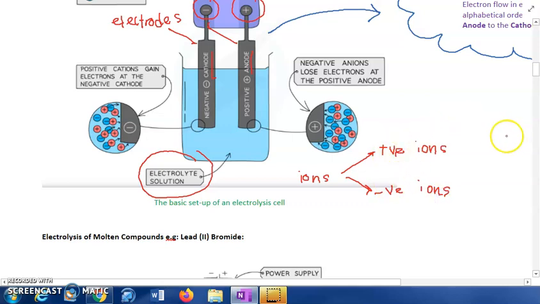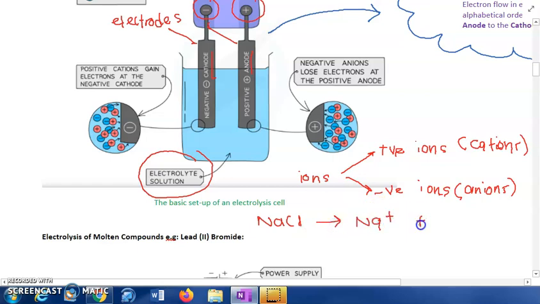Okay, so positive ions are what we call cations, and negative ions are anions. Example, if I have a molten sodium chloride solution, then inside this molten sodium chloride I will have the Na+ and Cl-. So the Na+ is the cation and the Cl- will be the anion.